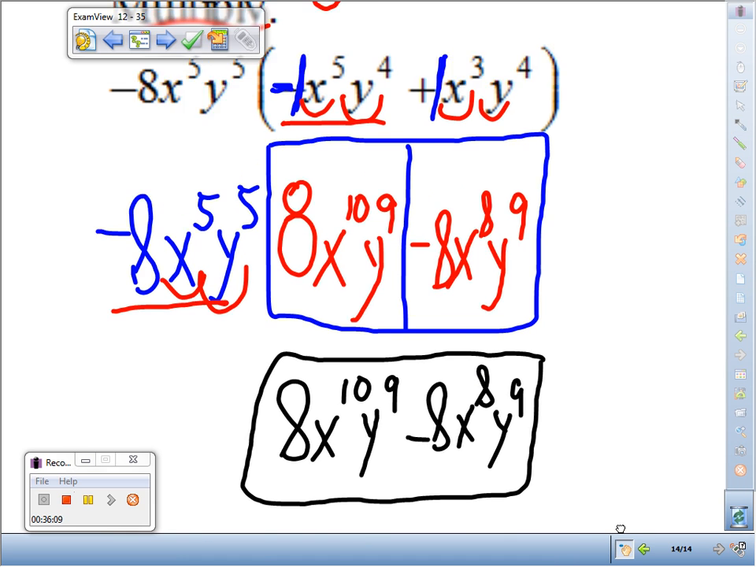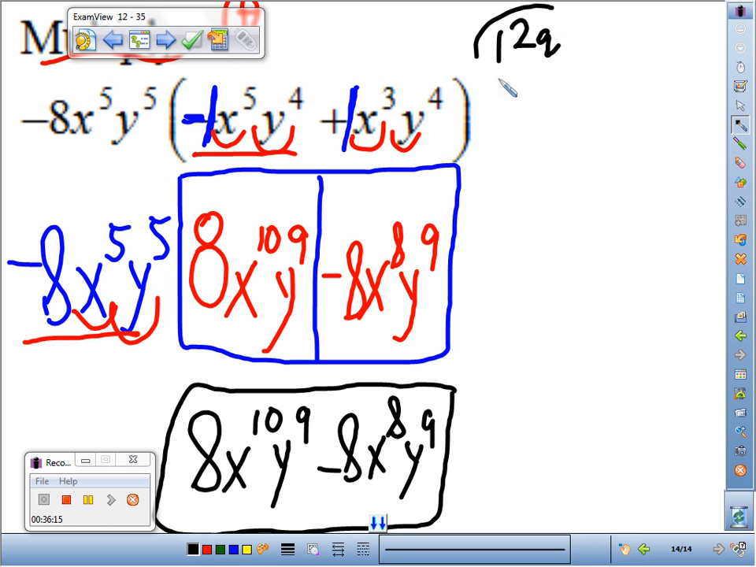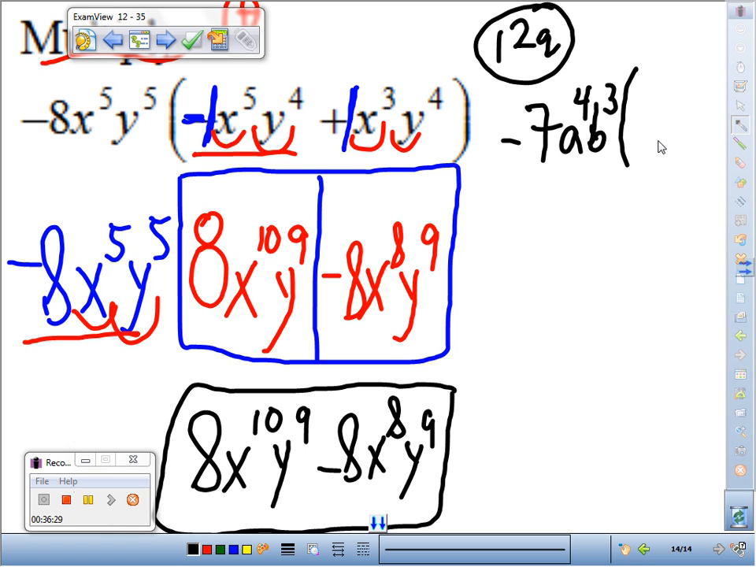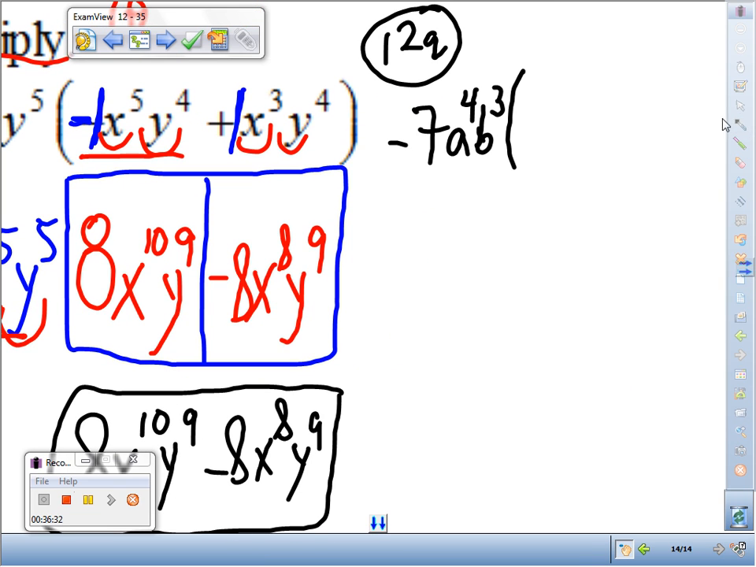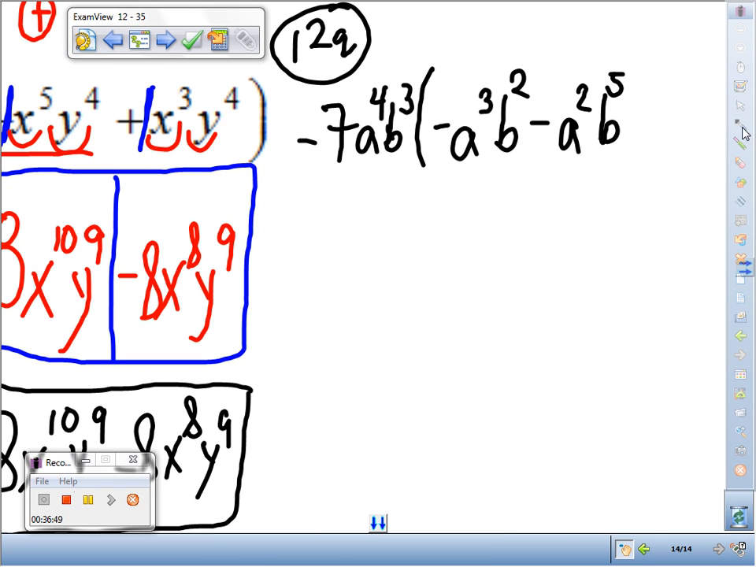Do another one of these on your scratch paper, example number 12Q. Negative 7a^4b^3 times, okay, negative a^3b^2 minus a^2b^5. Do that one by yourself. Go.